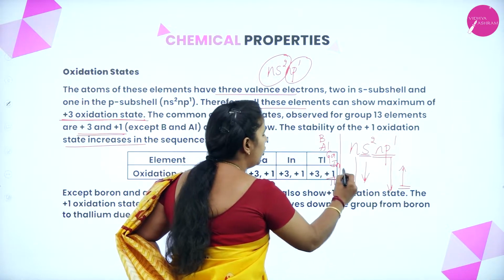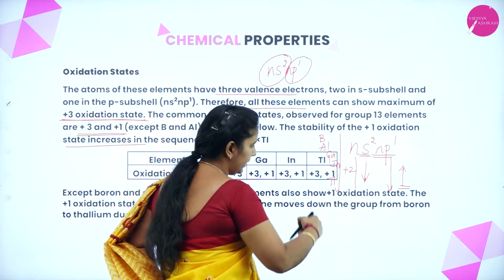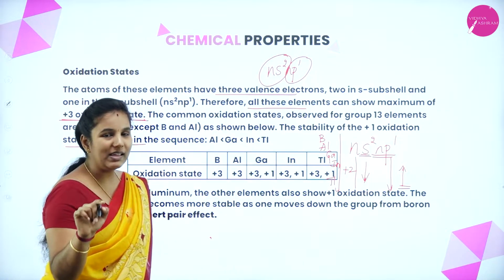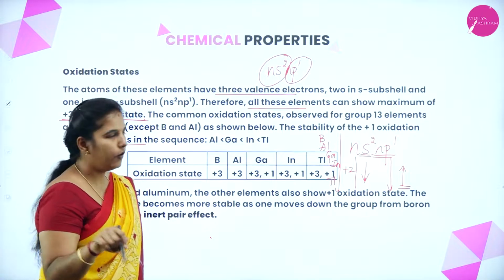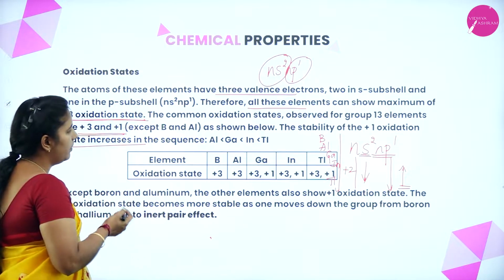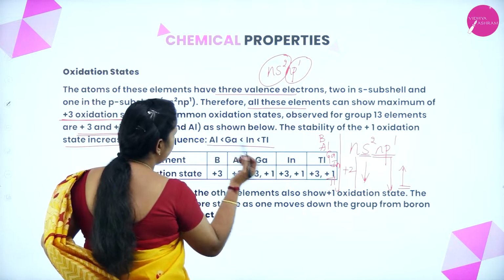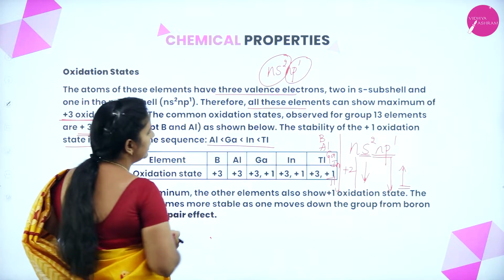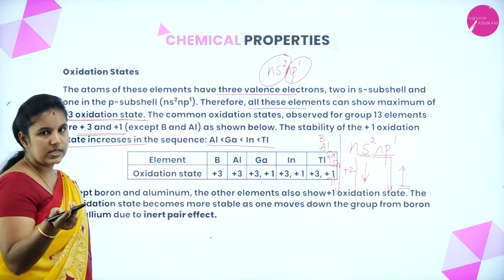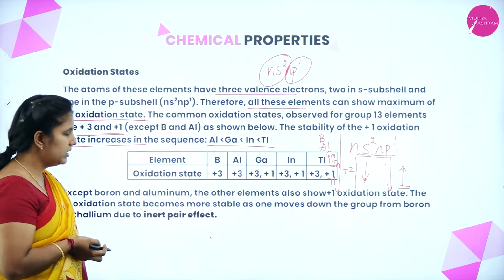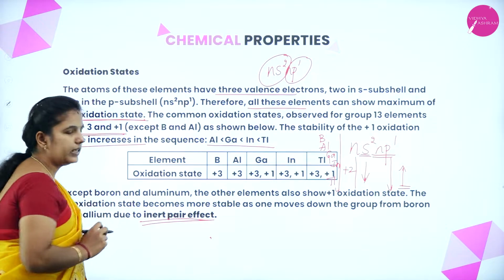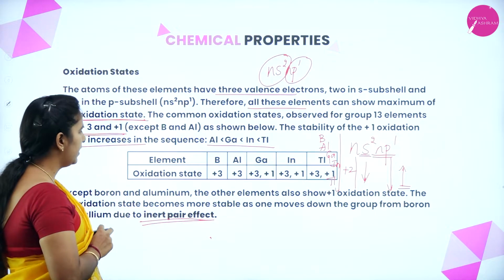the stability of the +3 oxidation state decreases down the group, and the stability of the +1 oxidation state increases down the group. This stability order will be like this. Except boron, aluminium, gallium, indium and thallium will have a maximum +1 oxidation state. This is mainly because of the inert pair effect, as I have explained.